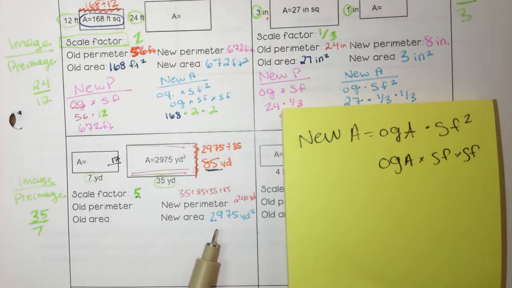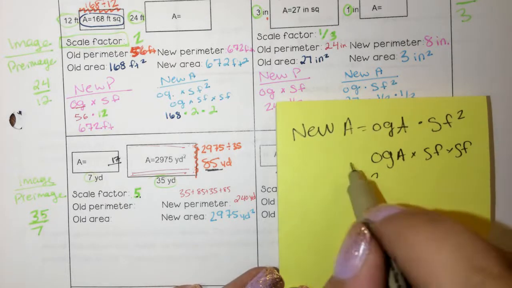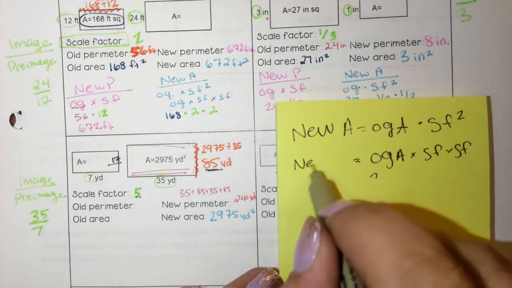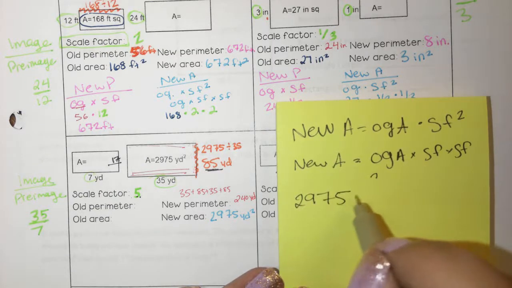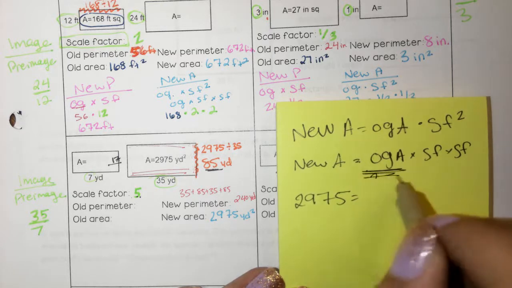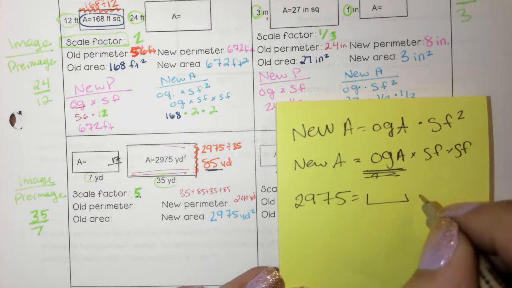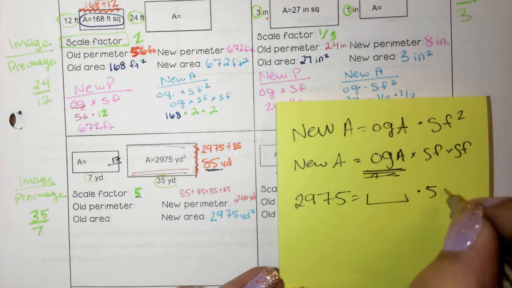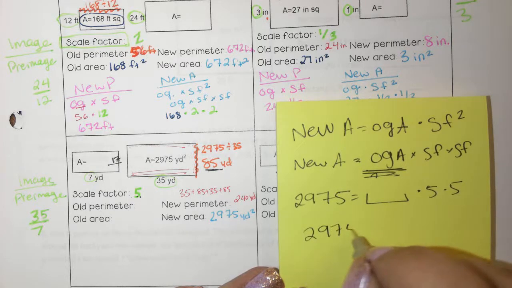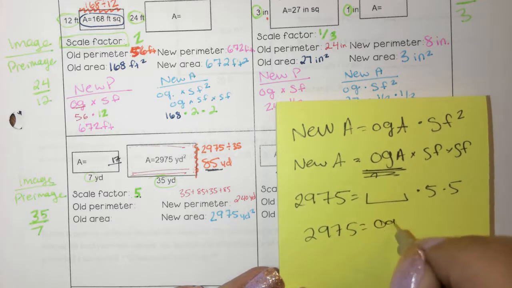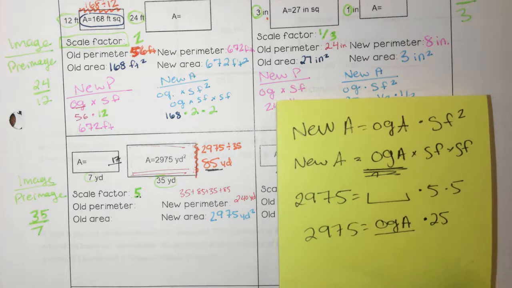The original area was 2,975. Sorry, the new area was 2,975. We don't know what the original area is. Times the scale factor times the scale factor, times 5 times 5. 2,975 is the original area times 25.